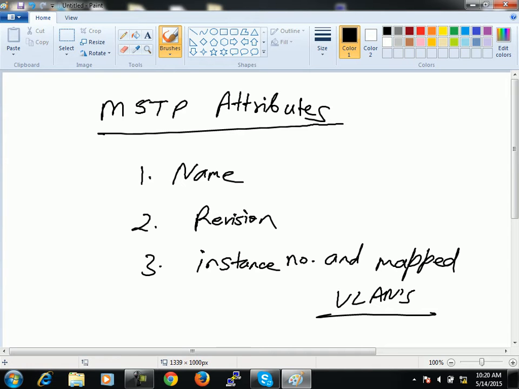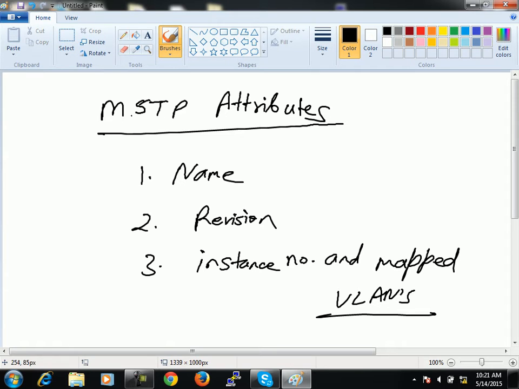Within a single MSTP domain, it is mandatory that all MST attributes must match. If any one of the MST attributes mismatches on any one of the switches in a single MST domain, that switch will think that it is not in the same domain, or you can say that the switch will always think that the neighbor switch is not in the same region. I'm not going to talk about domain now; here I'll be talking about regions only. I'll call it region now.